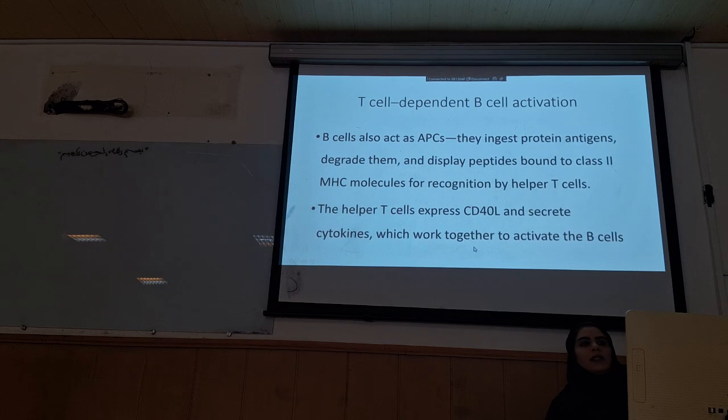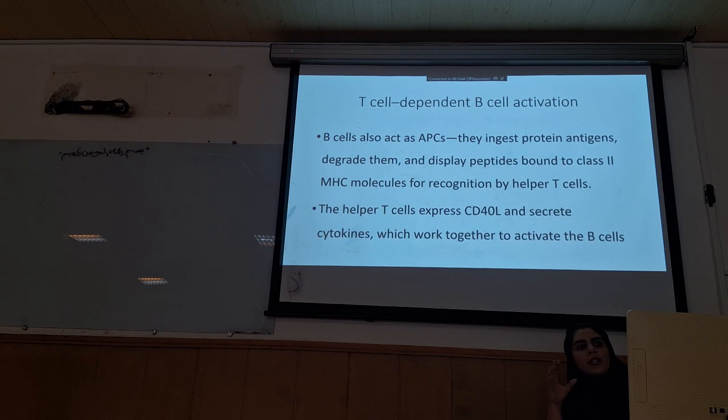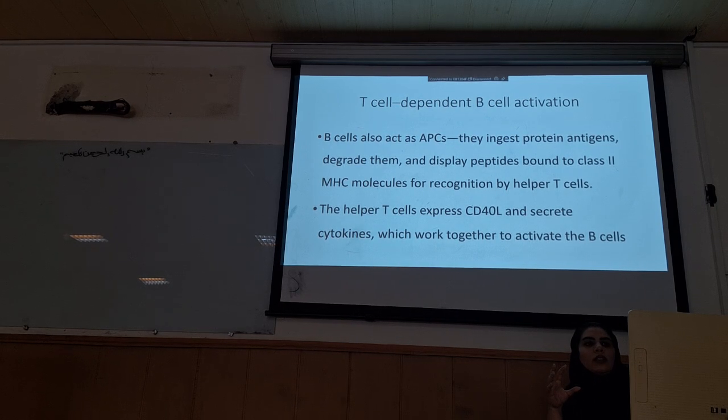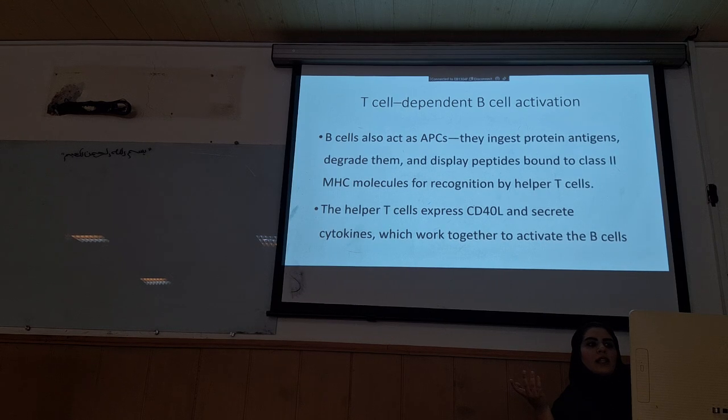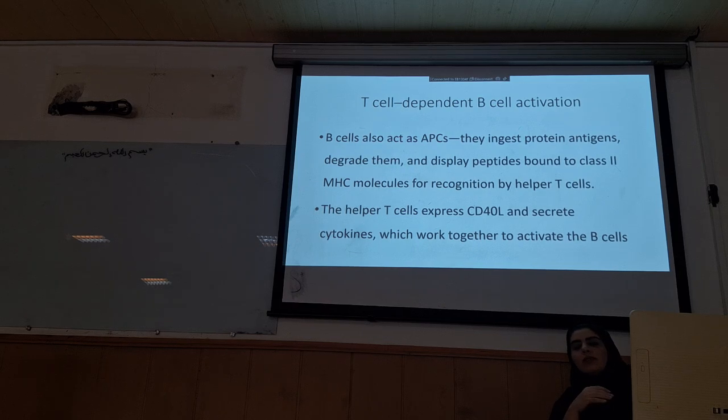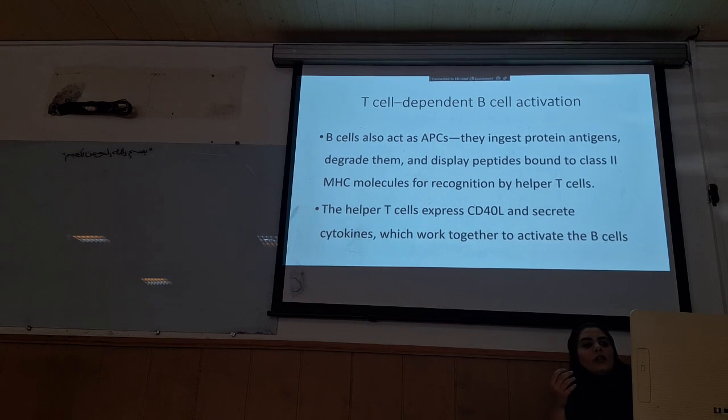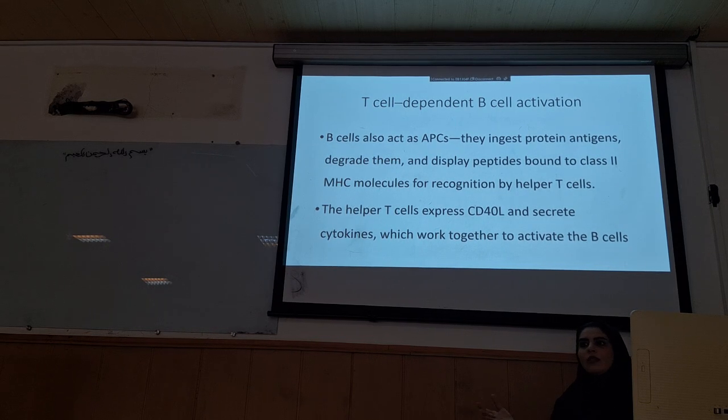But in T cell dependent B cell activation, the B cell first acts as an antigen presenting cell. They present the antigen by class 2 MHC to T helper cells, and T helper cells express CD40 ligand and secrete cytokines, for example interleukin 2, and these cytokines work together to activate the B cells. So B cell activation may be via T cells or may be independent of T cells.